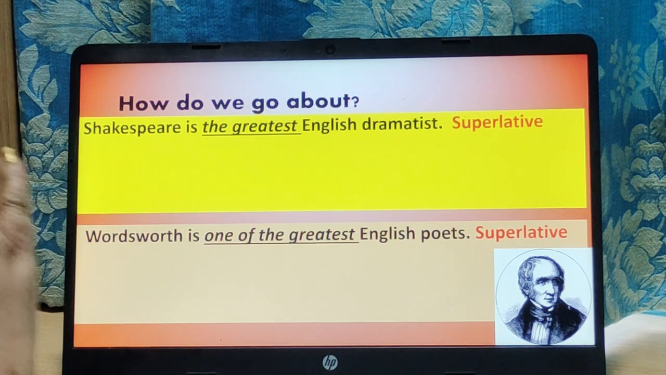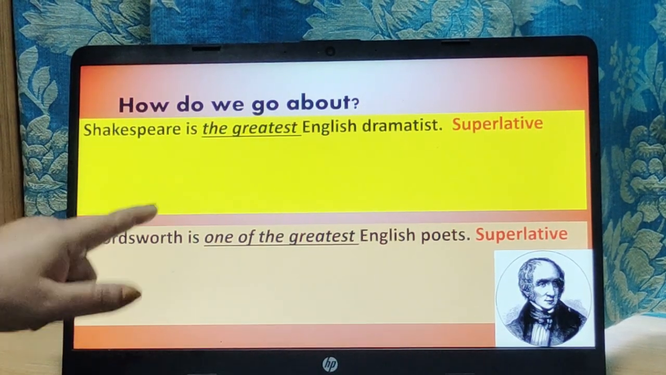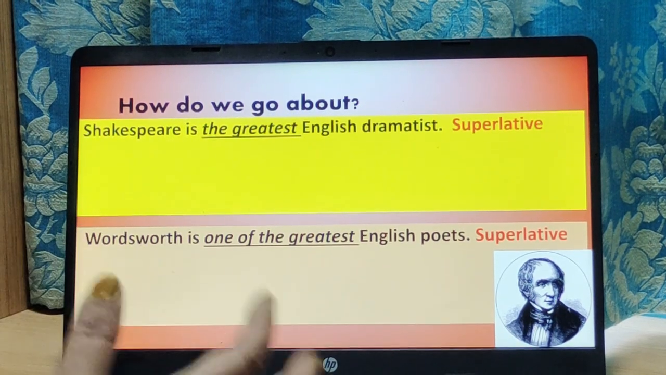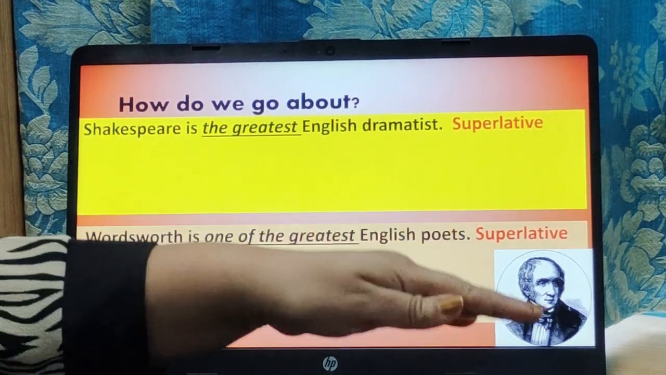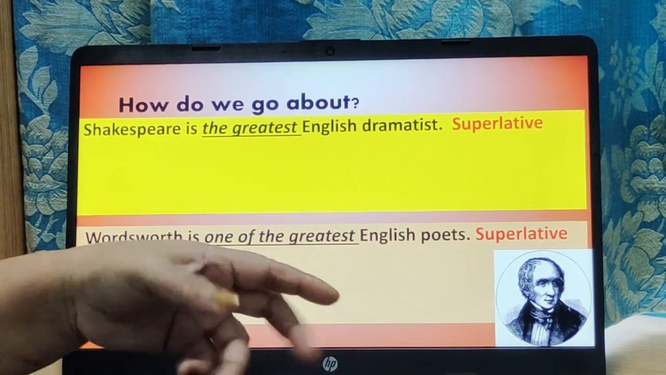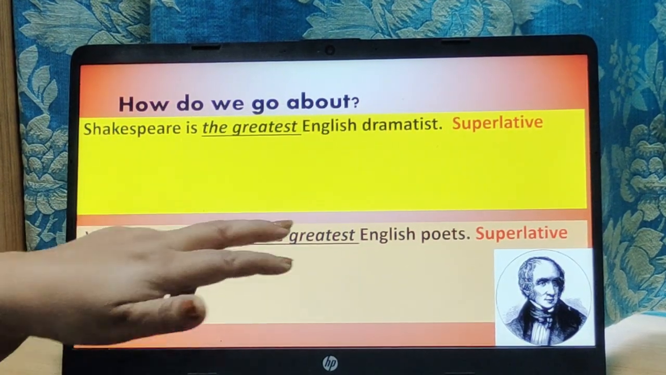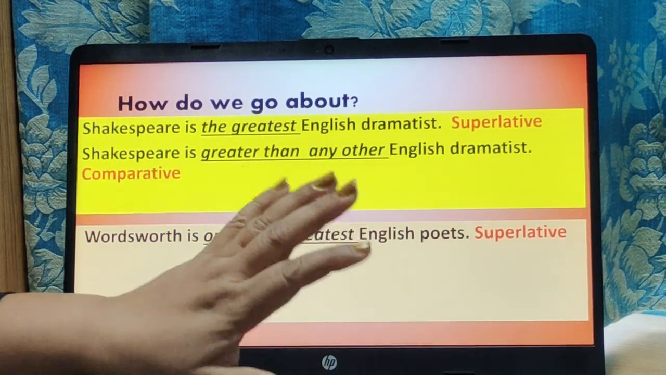It means there is nobody else as great as Shakespeare. But when we talk about Wordsworth, though he is a very great poet, one of the greatest English poets, if you can say so, that means there are many more poets who are as good as Wordsworth. So there's the difference between the two.